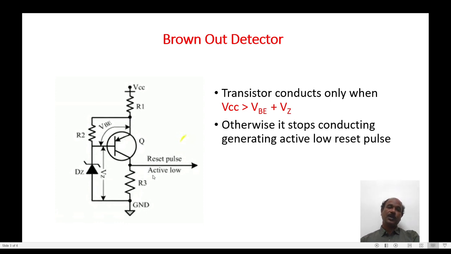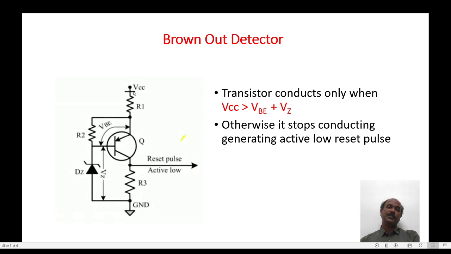This Brownout detector circuit keeps monitoring this VCC value, the supply voltage. When the value of this supply voltage is greater than VBE plus the reverse Zener voltage Vz, then only this transistor will be on. When the supply voltage is normal, VCC will be greater than VBE plus Vz, and the transistor will be on. When the transistor is on, the signal on this output is equal to VCC, which is a high value.